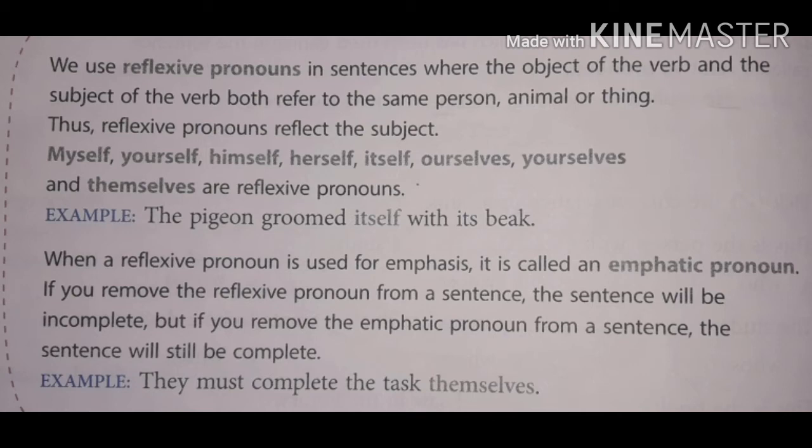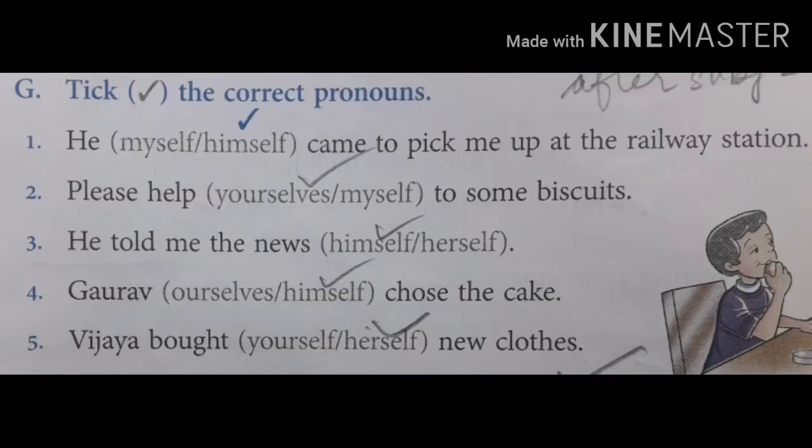If you remove the word themselves, still the sentence is complete. Now when you do this exercise on page number 48, G, tick the correct pronoun. This will be more clear to you. The first one is: he, myself, himself came to pick me up at the railway station. So the correct word you will pick is himself.